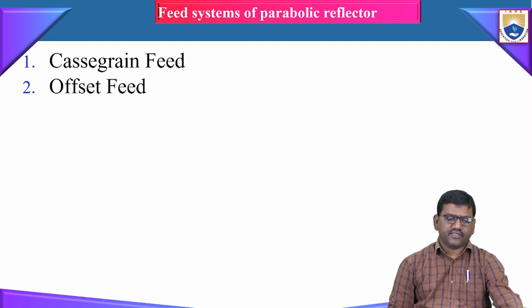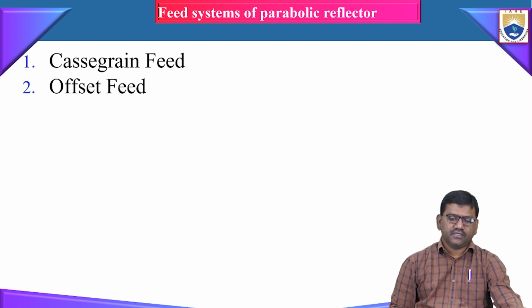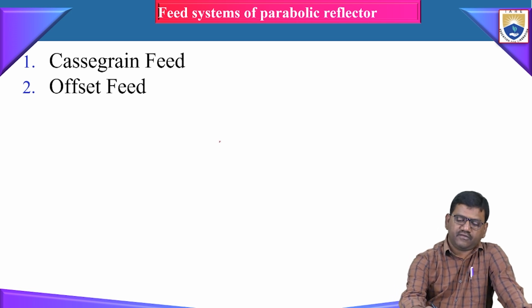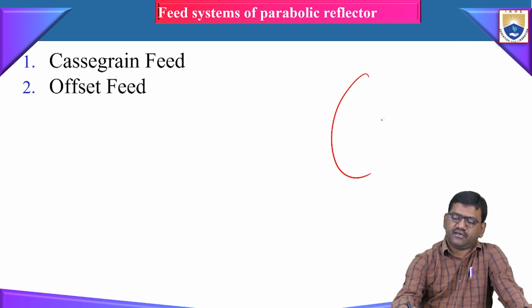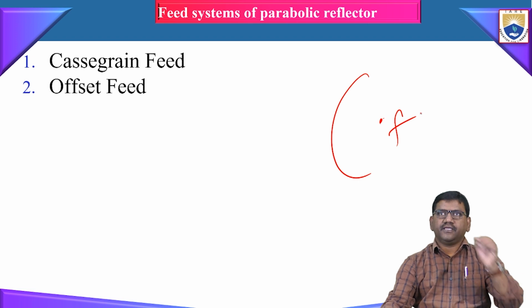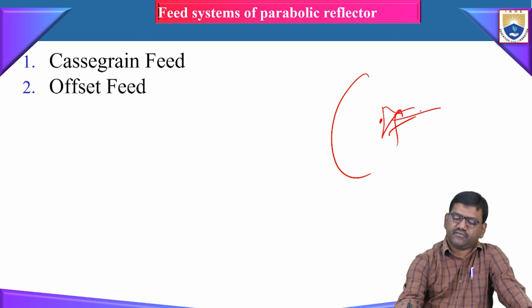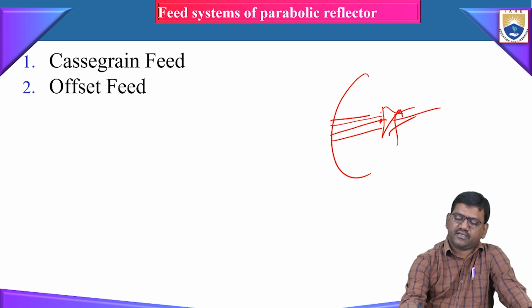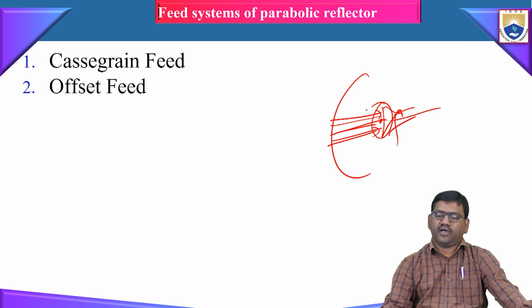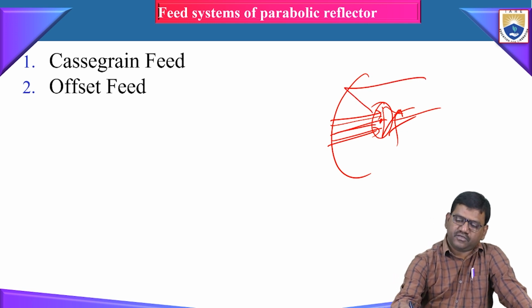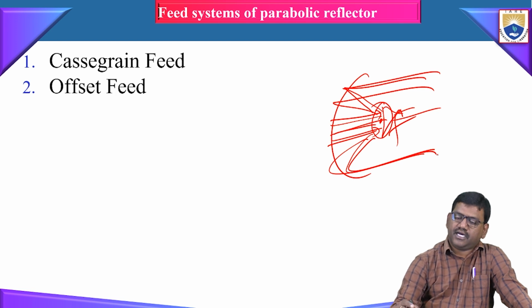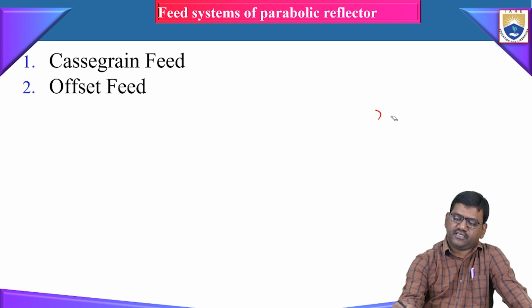Cassegrain feed system and offset feed system. In basic parabolic reflector operation, the electromagnetic rays are directed and come back in this direction. Some amount of rays are reflected here, and some amount of rays are blocked by the horn antenna. You can see it here in the figure.